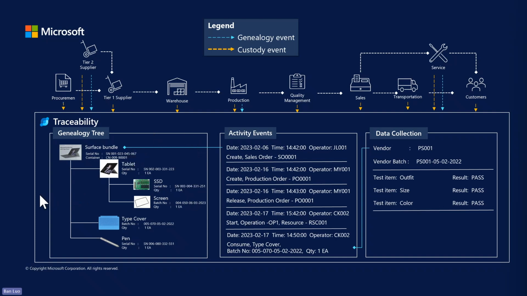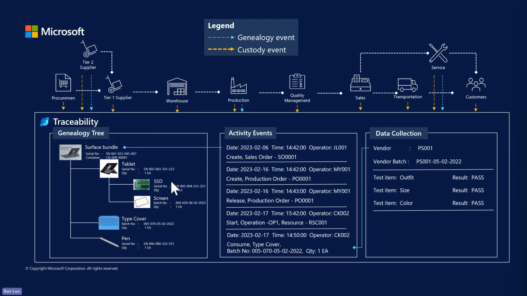So in our example, you can see the top finished good. It is a Surface bundle. It is made from a tablet, a type cover, and a pen. Each of these components has its unique identity, such as a serial number or batch number. And we can also drill down to the composition of subcomponents. You can see this tablet is made from one SSD and one screen, and each of these components also has its unique identity, like a serial number or batch number.